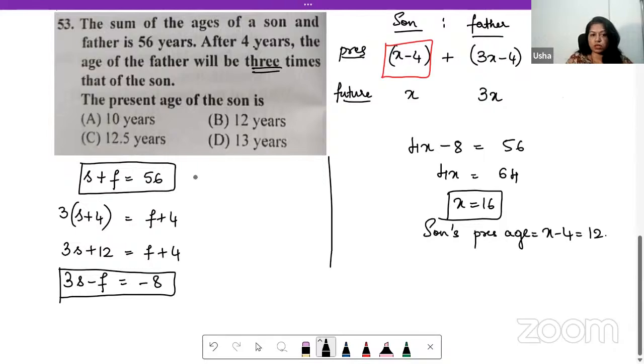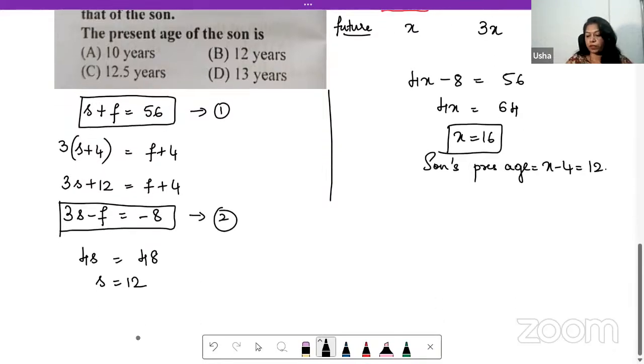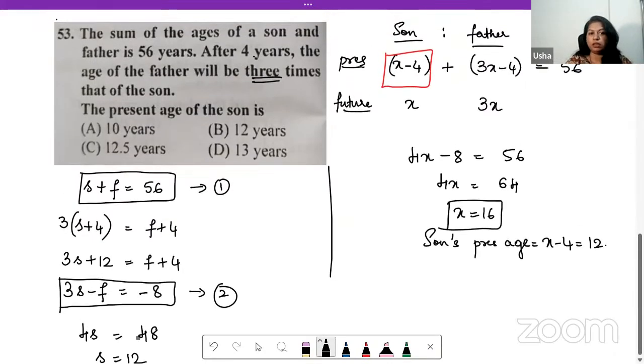Use the simultaneous equations concept. Just add these two. This is equation number 1. This is equation number 2. Add these two. S plus 3S is 4S. Minus F plus F gets cancelled. 56 and minus 8 gives you 48. And S is 48 by 4, 12. Okay, 48 by 4, 12 you will get. So depending on which is more convenient to you, you can take that.